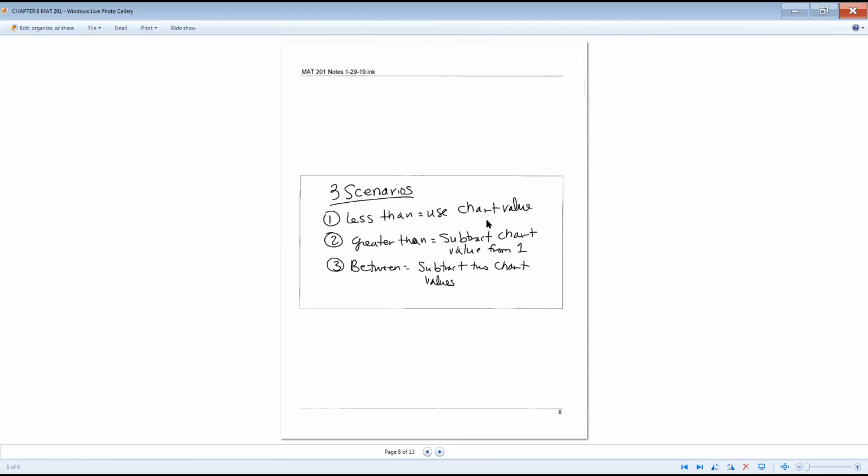So we only have 3 scenarios. We have less than, wherein I would use the chart value. Greater than, I would subtract the chart value from 1. And then between, I would subtract the 2 chart values. Notice everything that I'm calculating with, or considering my answer, are the chart values. The z-scores are not what we calculate with. The z-scores help us to get the chart value, then we calculate with our chart values.